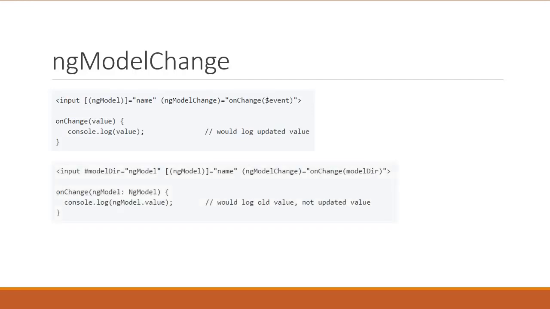However, if you had a handler for the ngModelChange event that checked the value through the control, you would get the old value rather than the updated value. So you can see here that the input element now has a template reference variable, model_dir, and that is passed into the onChange event. And then when we log to the console ngModel.value, the old value would be logged instead of the updated value. In Angular 6 though, this will always give you the updated new value. Specific scenario.